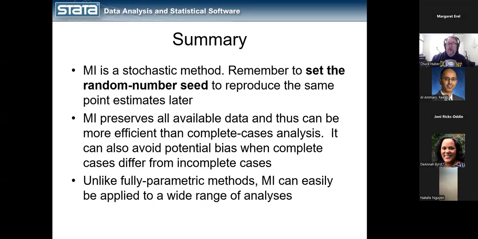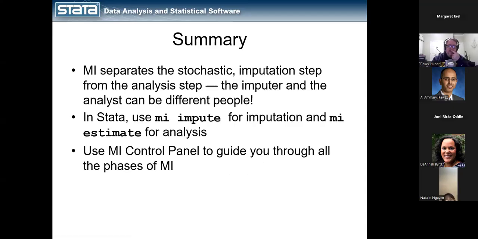One of the things you need to remember to do is set the random number seed. Because if you don't, this is a stochastic method. We're generating random numbers. And so if you don't remember to set the random number seed, the next time you run your imputation, you're going to get different results. And so make sure you set the random number seed. It does preserve all the data, and so it can be more efficient. We already talked about that, and I need to update these slides.